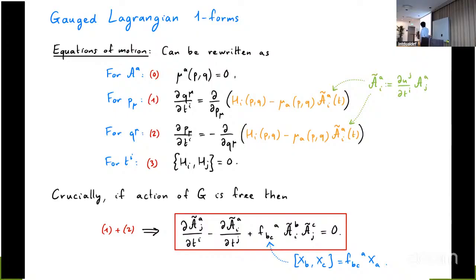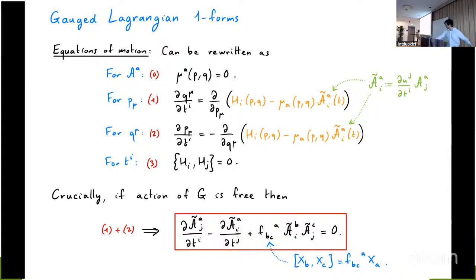Okay, and then the other crucial thing is that if the action of the group G is free, which will be the case later, then I get the fact that these gauge fields actually form a flat connection on R^n. So this will be an important fact later. Okay, any questions so far?